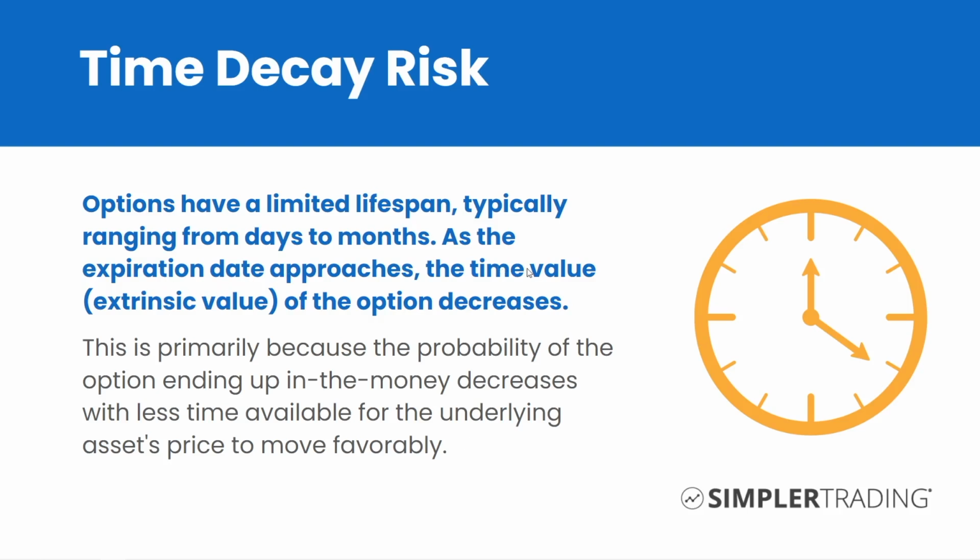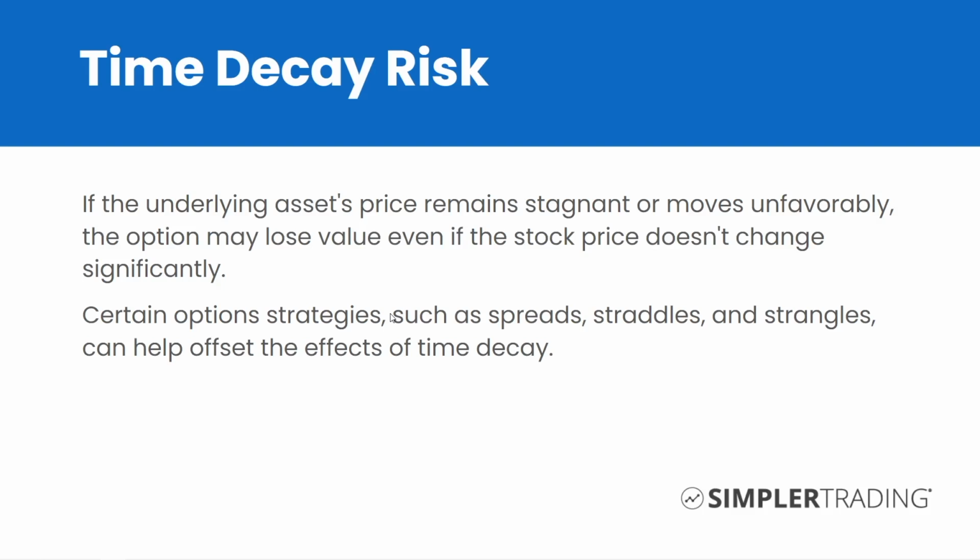The closer it gets, that time value, that extrinsic value is going to decay away. And that can certainly hurt a strategy like a long call or put that is out of the money. If the underlying asset's price remains stagnant or moves unfavorably, the option may lose value even if the stock price doesn't change significantly. Certain option strategies, such as spreads, straddles, and strangles, can help offset the effects of time decay. And once again, it depends on what kind of strategy you're doing.